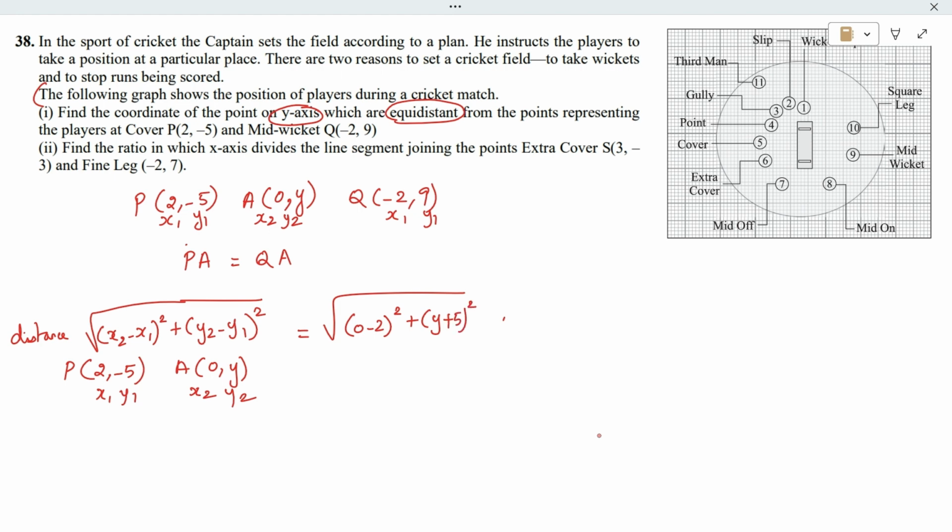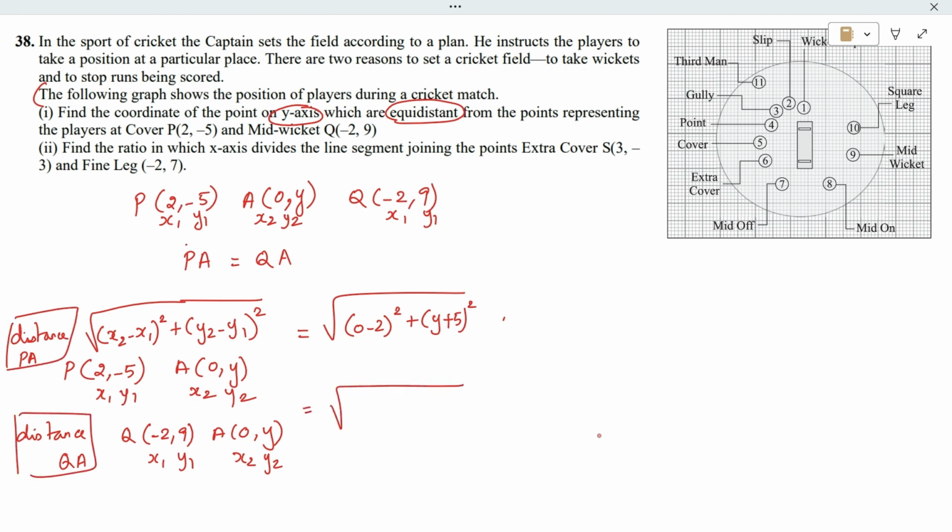And similarly, this is distance PA and I have to find distance QA. So I want the points Q and A. Q is (-2, 9) and A is (0, y). Again, I'm labeling as x1, y1, x2, y2. So the distance QA is going to be root of (0 minus of minus 2, which will be 0 plus 2) the whole square plus (y minus 9) the whole square.